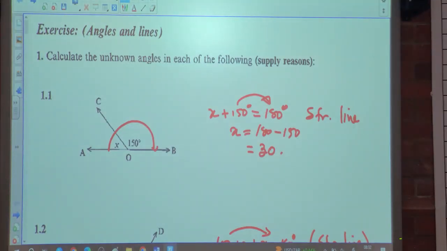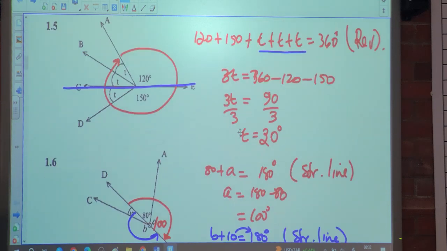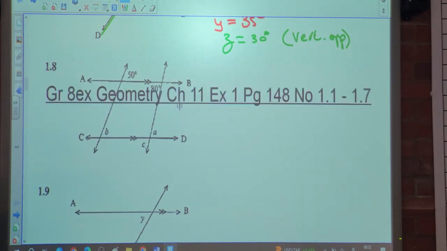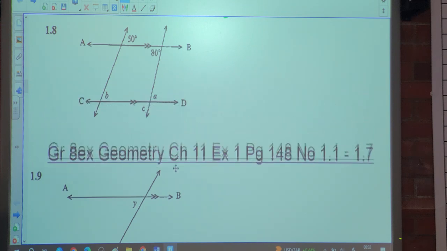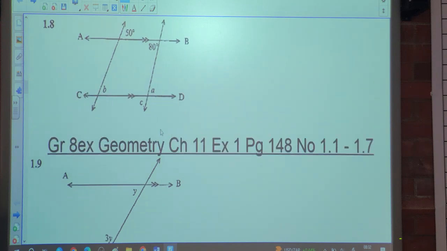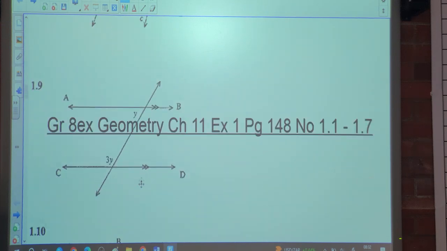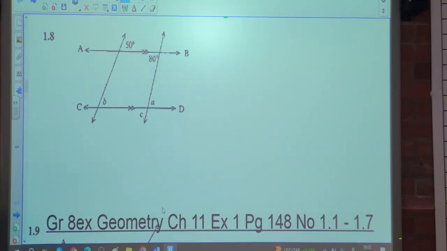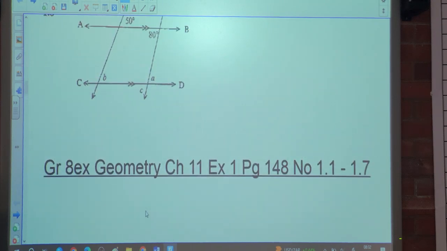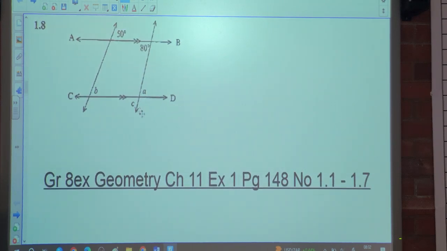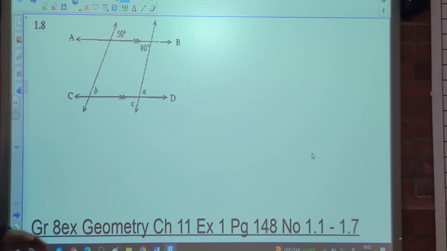Okay, good morning class. So today we're looking at an exercise dealing with angles and lines. We're on number 1.8. So this was homework for today. Right, so how do we solve for x here? Or A is first. How do we solve for A? Anybody? How do we solve for A?